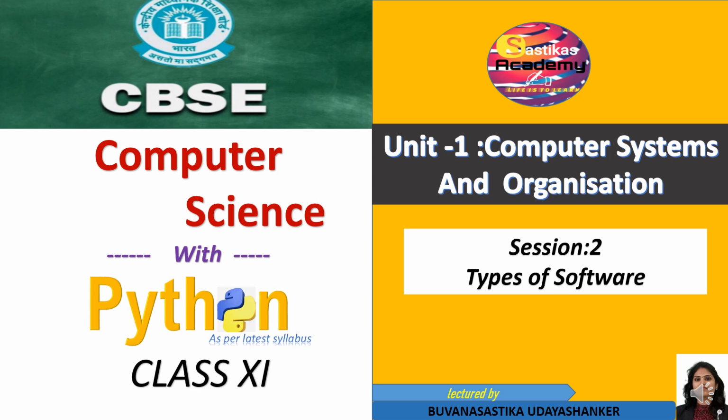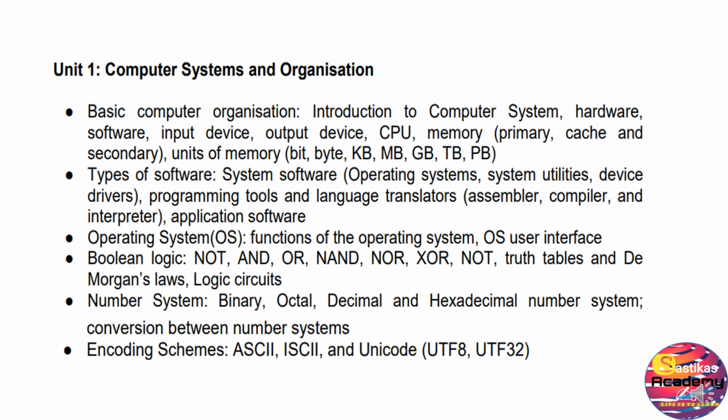CBSE Computer Science with Python, Class 11, Unit 1, Computer Systems and Organization. From that, Session 2, Types of Software. This unit consists of 6 sessions. From that, we are going to see the types of software. This is the session, types of software.